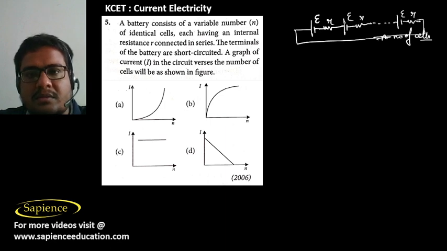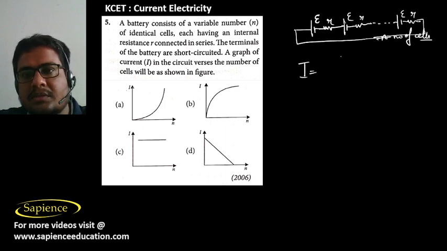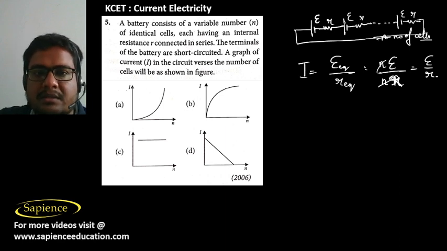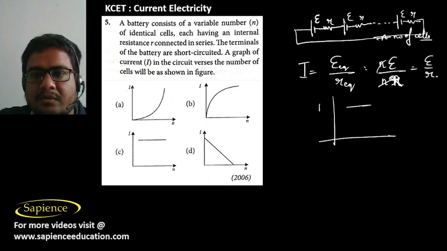So the current I will be given as E equivalent by R equivalent. E equivalent is the sum of all the EMFs, that is N into E, divided by R equivalent, which is N into R. That will be equal to E by R. That means that the current in the circuit is independent of the number of cells. It means that the current will be constant. So the I versus N function will be this. Option C is the correct answer.